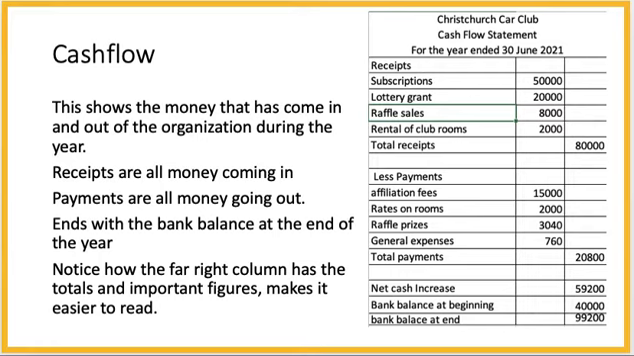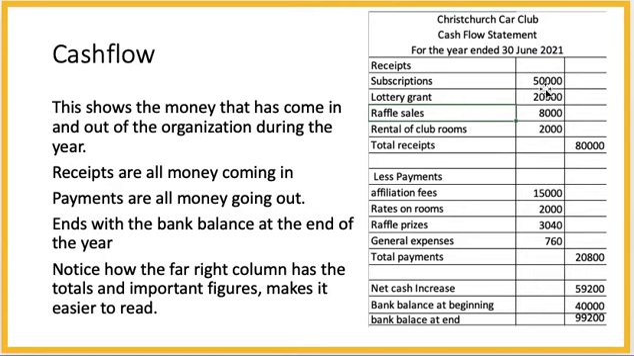So the receipts are all of the money coming in, and the payments, all the money going out. And we finish up by looking at the bank balance at the start of the year, plus or minus the cash flow from the year, and then we work out the new bank balance at the end of the year. Now we've got an example here for a Christchurch Car Club.